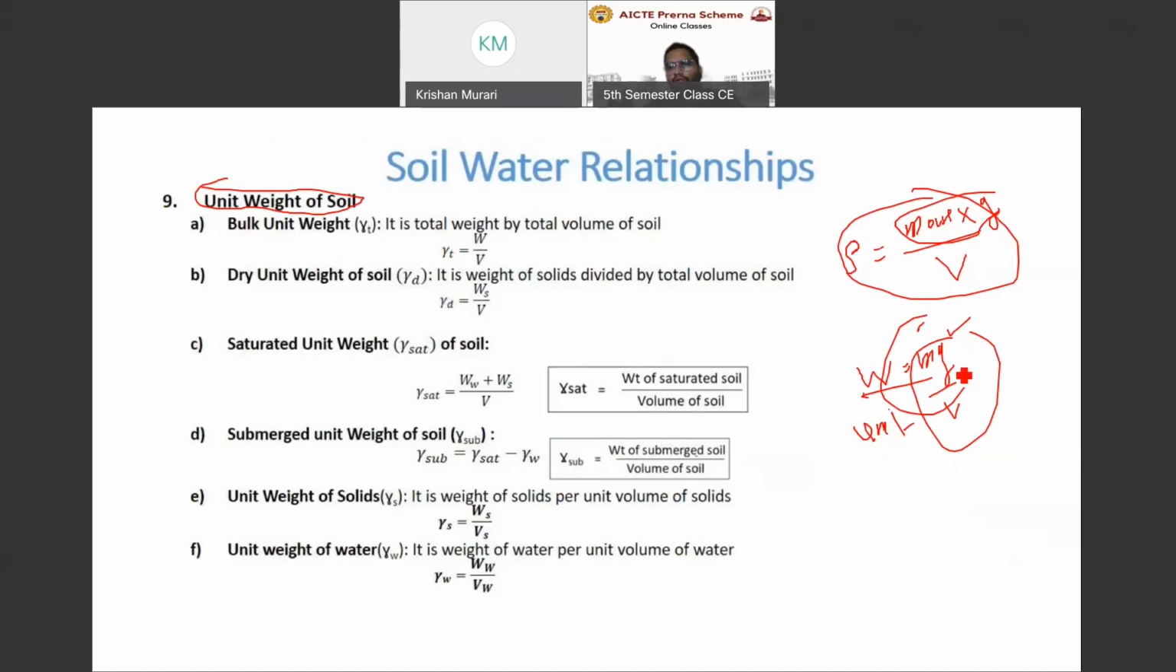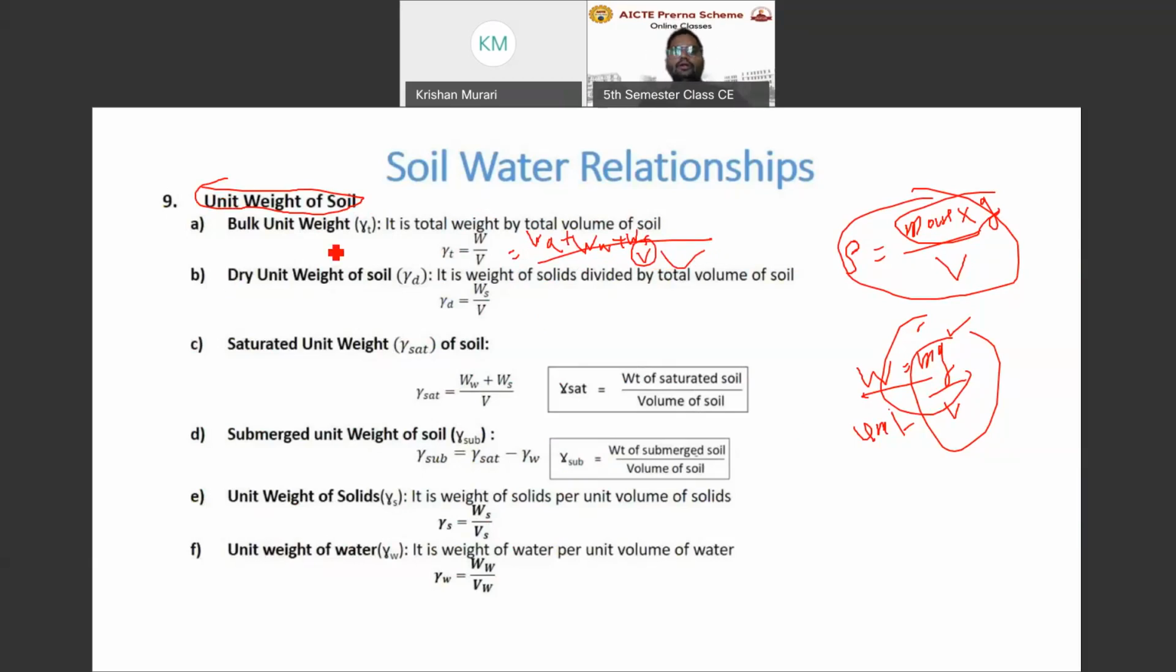Firstly, we discuss the bulk unit weight. We don't know in which condition the soil is. It may be solid, it may be dry, it may be saturated, it may be partially saturated. In that existing condition, at a particular time, that is called bulk unit weight. What is the bulk unit weight? It is the total weight by total volume of soil. If I consider the weight of air plus weight of water plus weight of solid upon the total volume.